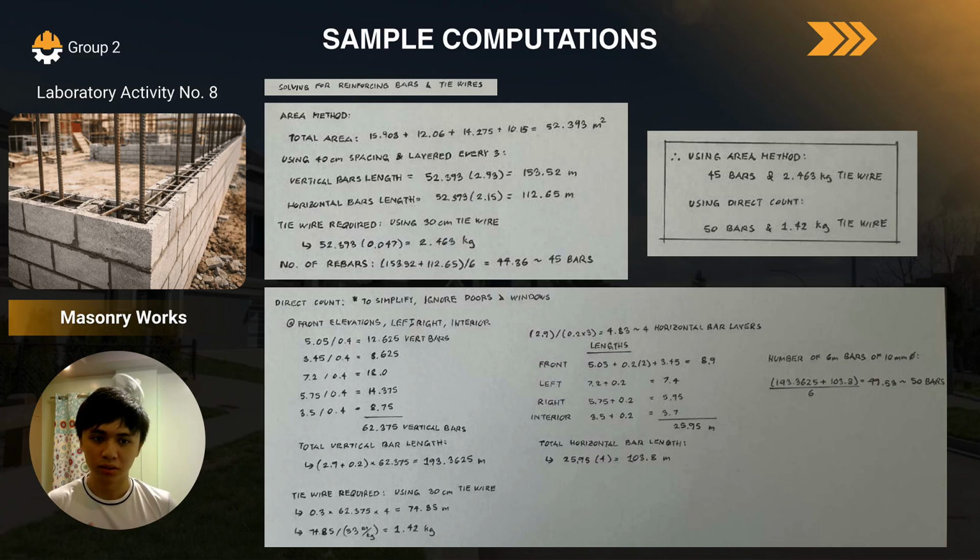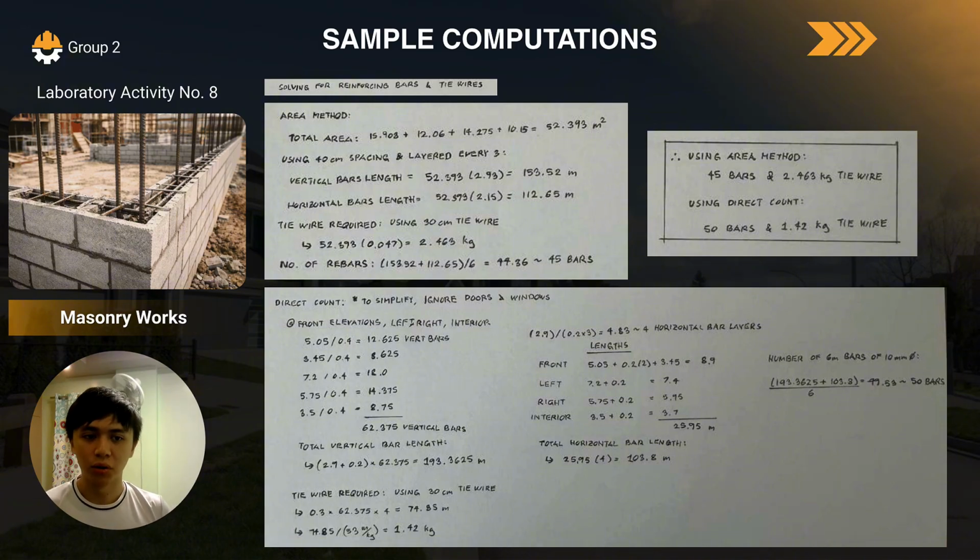So here, there are separate calculations for vertical bars and horizontal bars. Let's start with the vertical bar lengths. Here we divide 5.05 by 0.4, 0.4 being the spacing, and we get that we need 12.625 vertical bars, and we do that for all the walls, and we get 62.375 vertical bars. With that, we multiply that by the required length of each vertical bar, which is 2.9 plus 0.2 for the extra length at the ends, and we get 193.3625 meters.